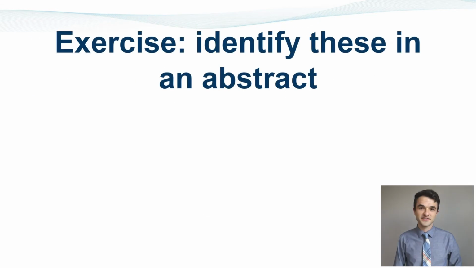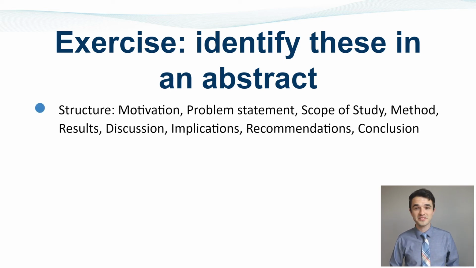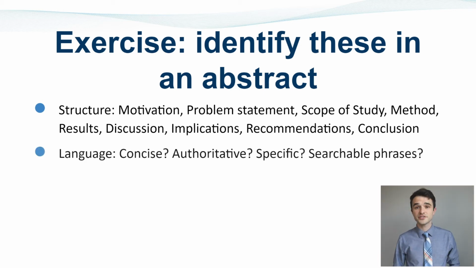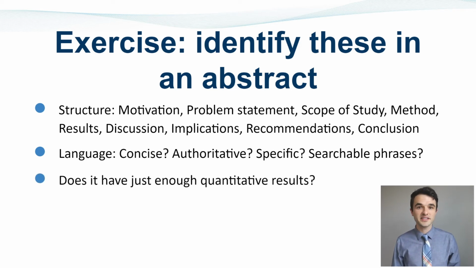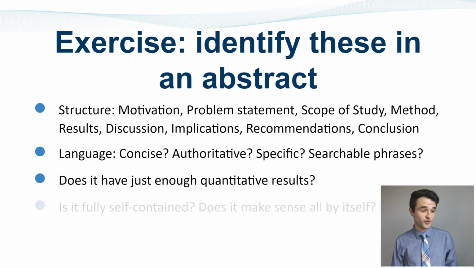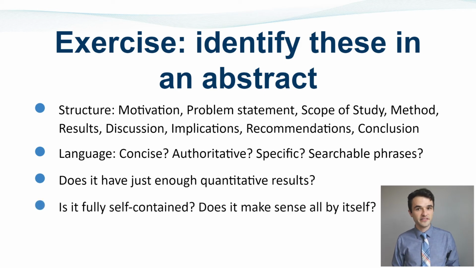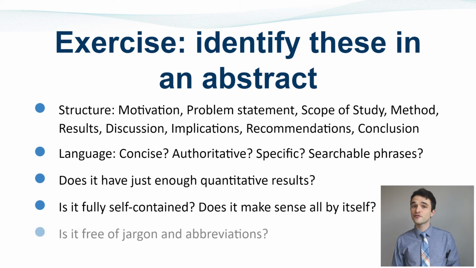Now for an exercise. We will take a look at an abstract. See if you can identify these in the abstract. Structure: motivation, problem statement, scope of study, method, results, discussion, implications, recommendations, conclusion. Language: concise, authoritative, specific, searchable phrases. Does it have just enough quantitative results? Is it fully self-contained? Does it make sense all by itself? Is it free of jargon and abbreviations?